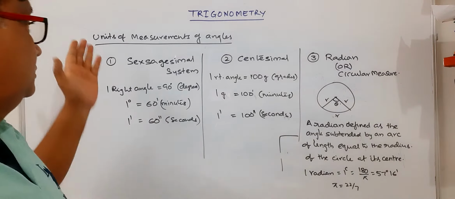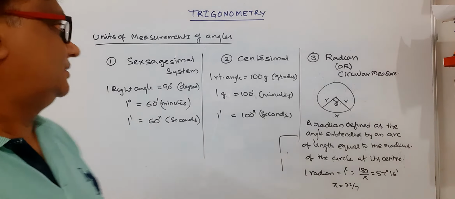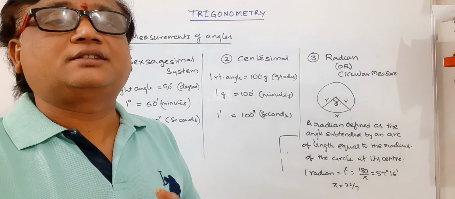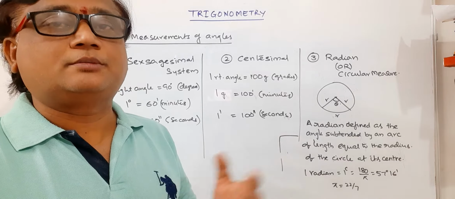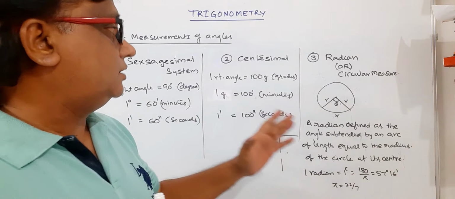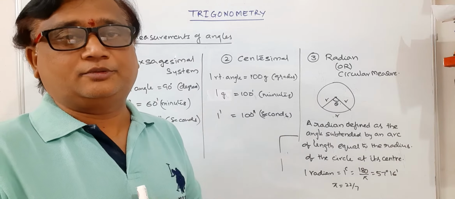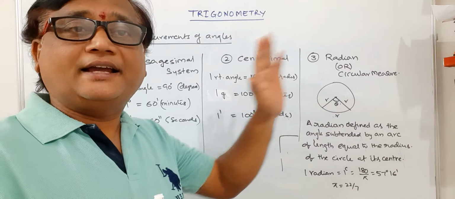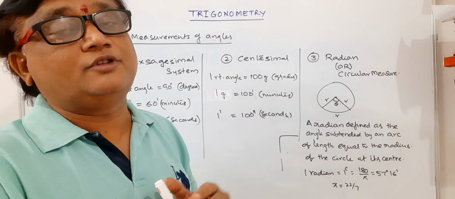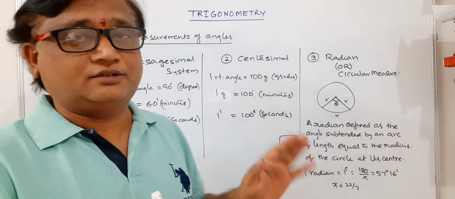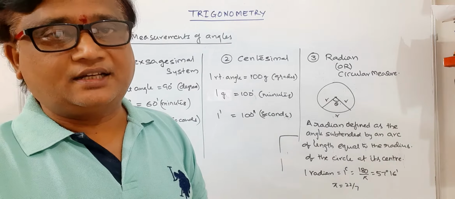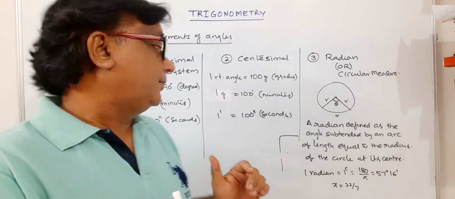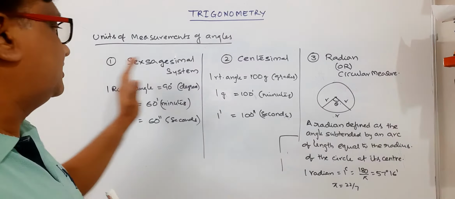Now, units of measurements of angles. You know that there are three systems: MKS system, CGS system, and FPS system. So here also we are having three systems. Time is different and angles are different, but the names that we are taking are the same, like seconds. In time also we are taking seconds, here also seconds, but don't compare with the time and angles.